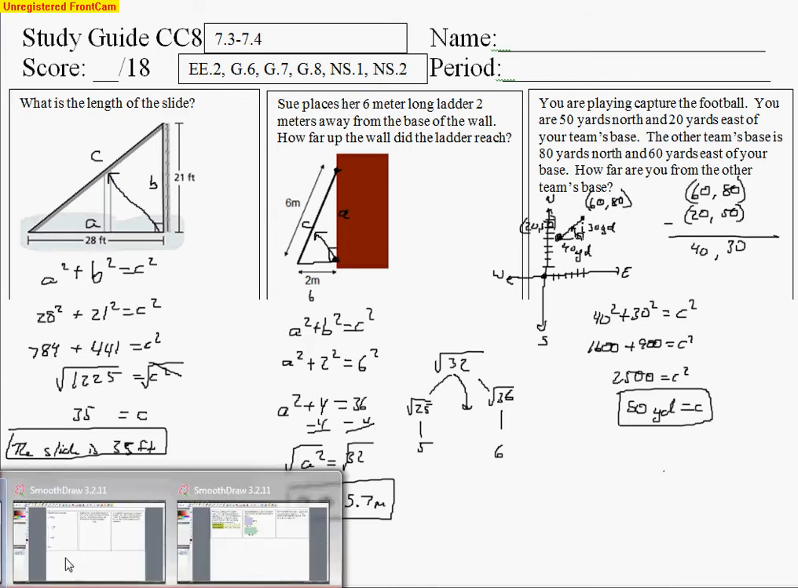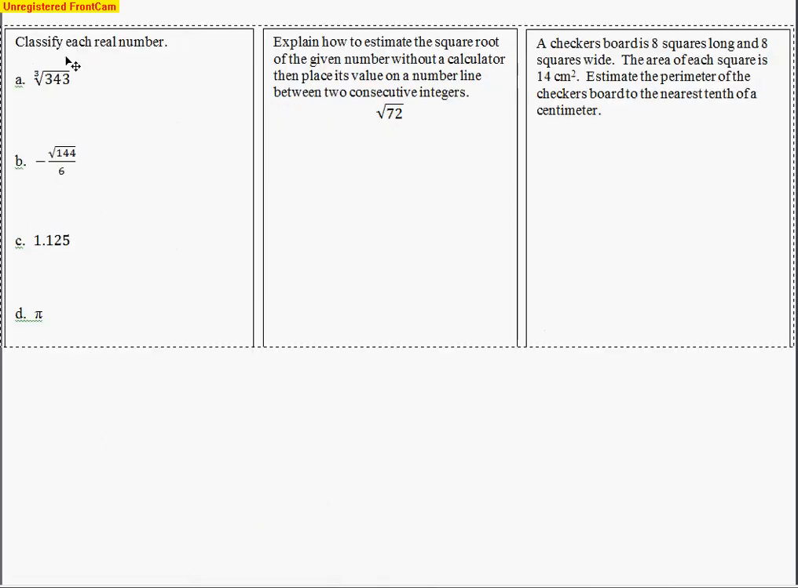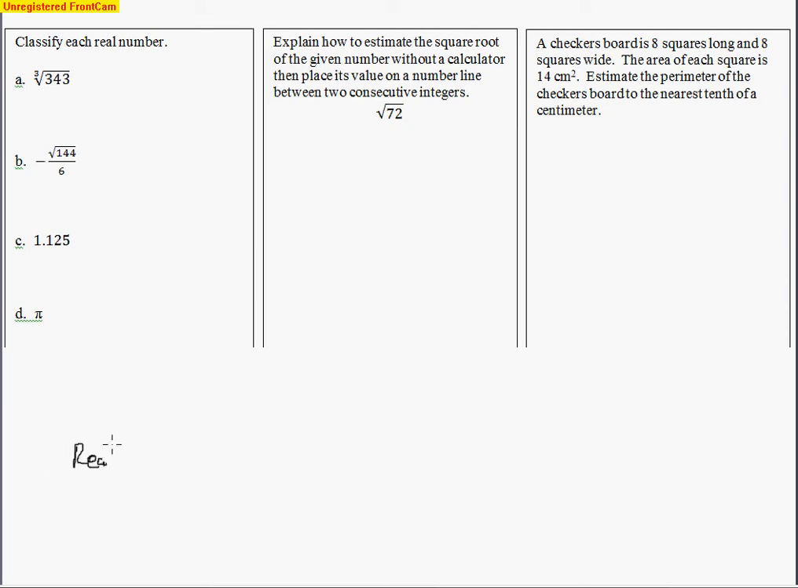Now looking at the next problem, here it asks us to classify each number. So we've got some different types of numbers. We've got real numbers, and under real numbers, we've got two types. We've got rational, and we have irrational. And under rational numbers, there are some subsets. So here are the subsets.